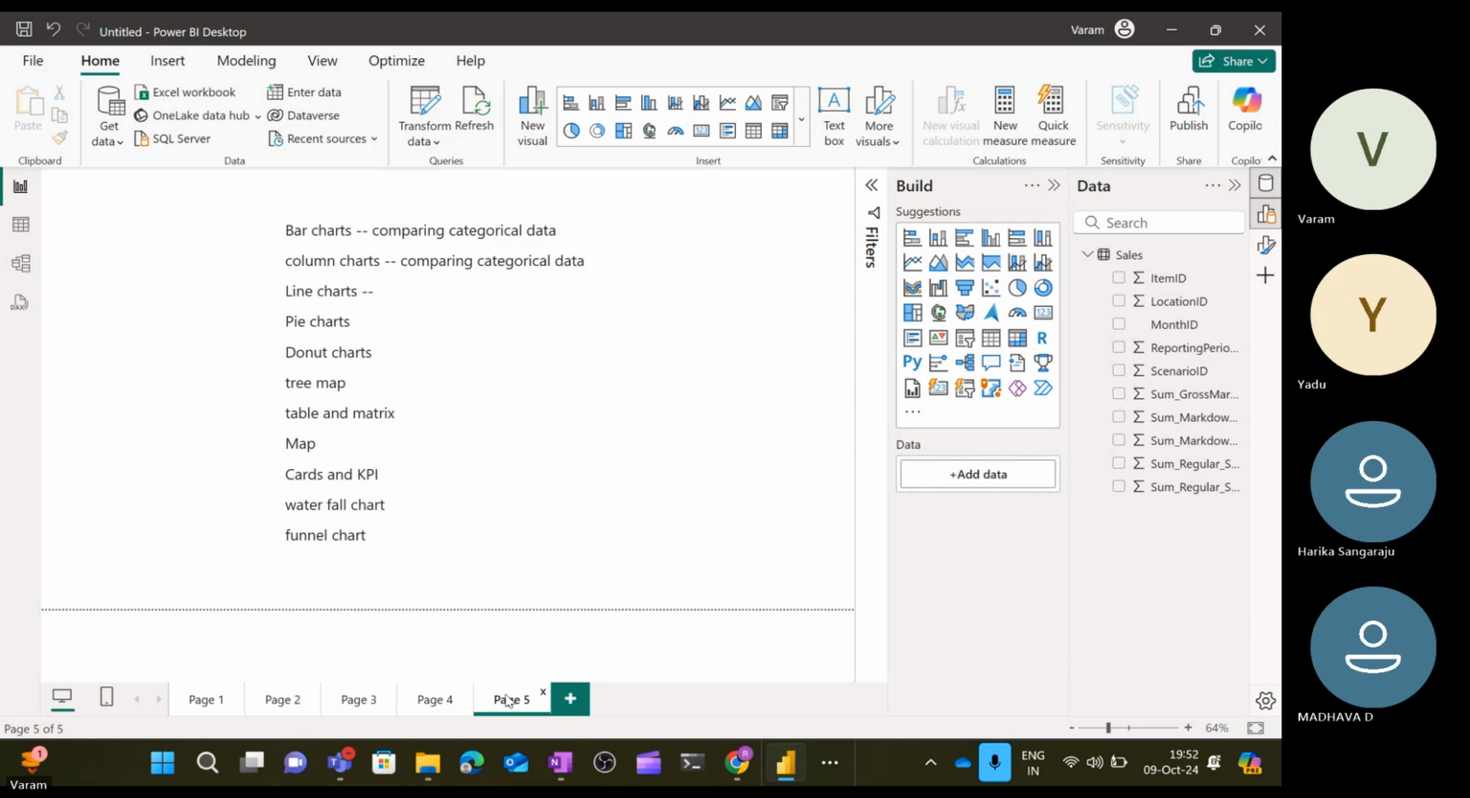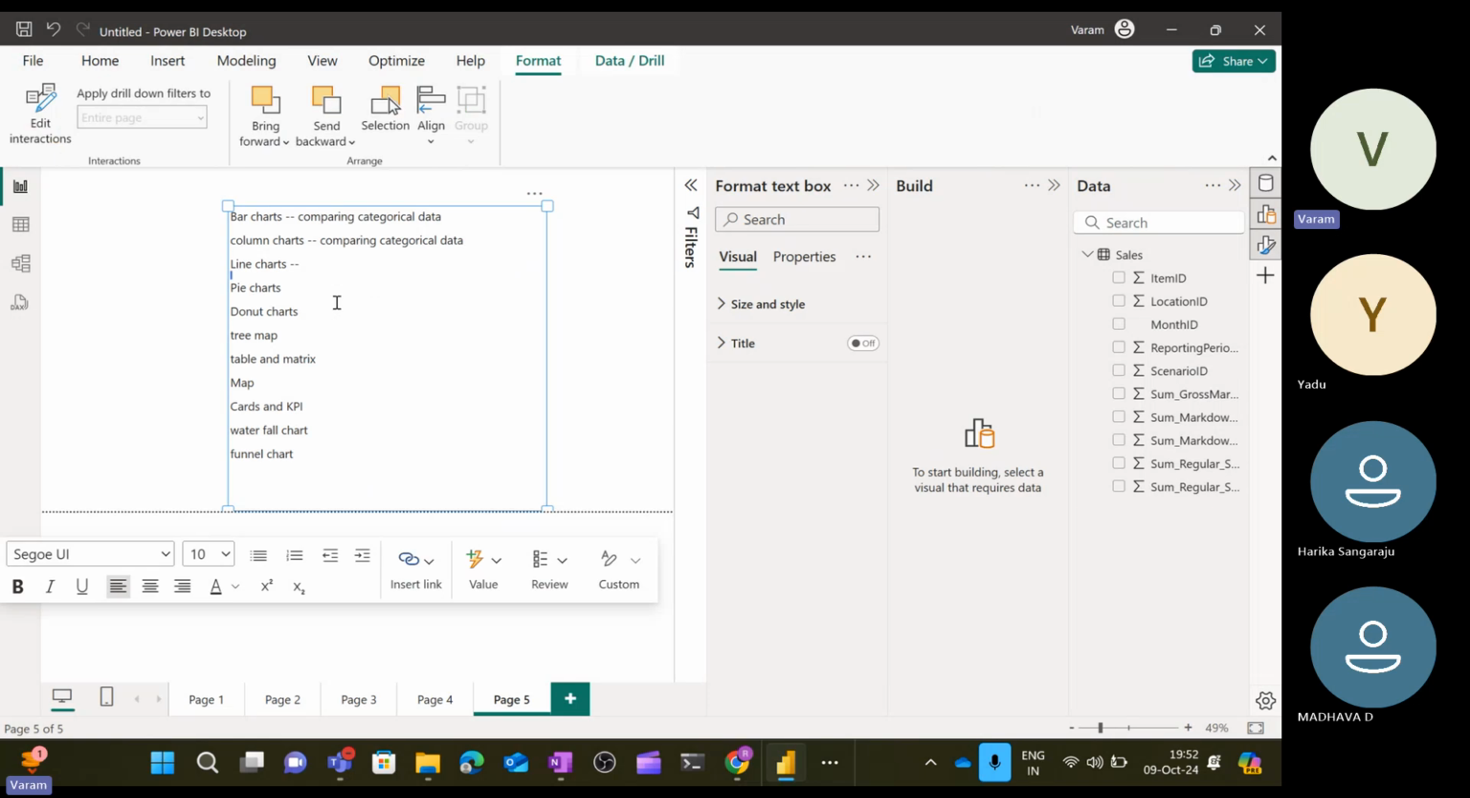No. Okay. So next one is the line charts. Harika, you're good? Yeah. Yadu? Yeah. Harika, Yadu, you guys are good? Okay, yeah, cool. Yes. Now, this is the line charts.